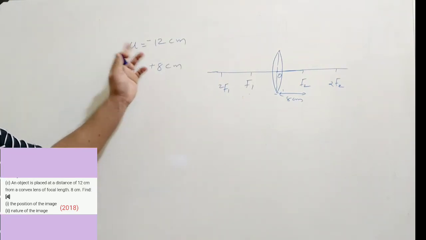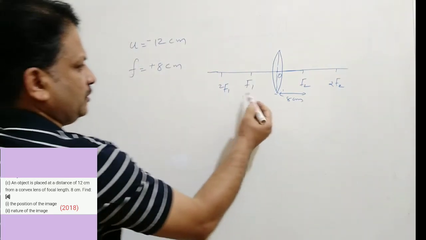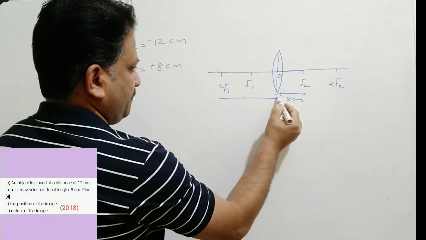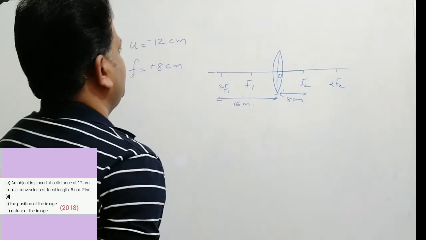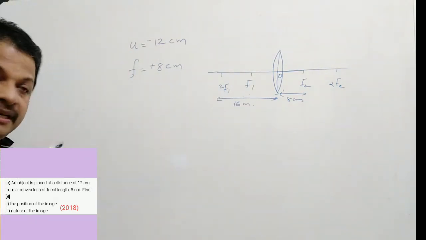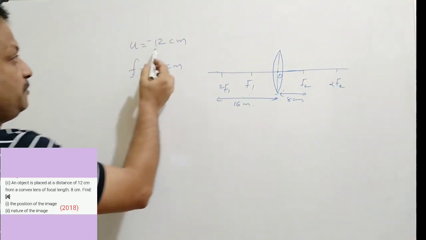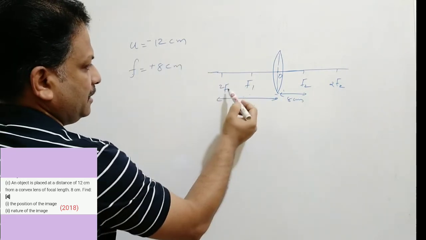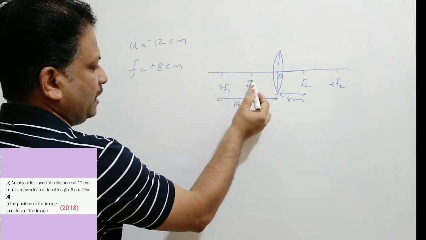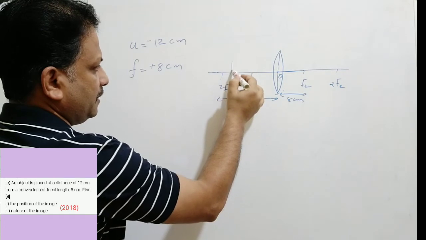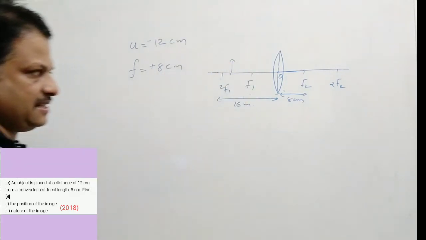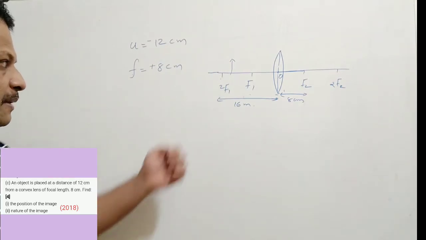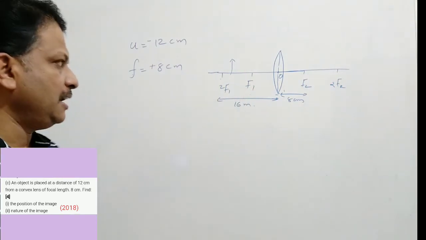So object distance is 12 centimeter. The total distance will be twice of f1, that is 16 centimeter, right? Where is the object placed? Object is placed at 12 centimeter, somewhere here between f1 and 2f1, because 12 centimeter is less than 16 centimeter. So the object will obviously be lying between f1 and 2f1.